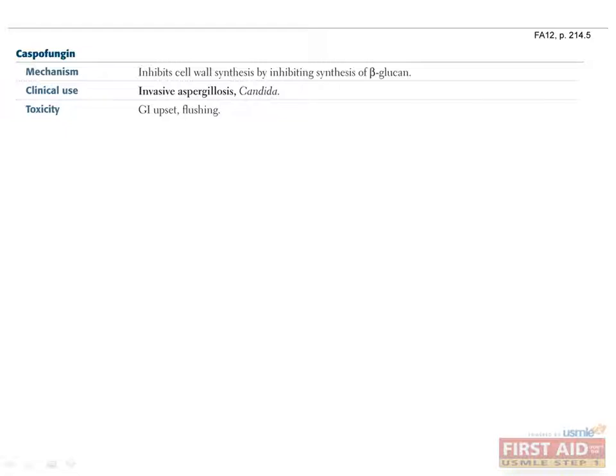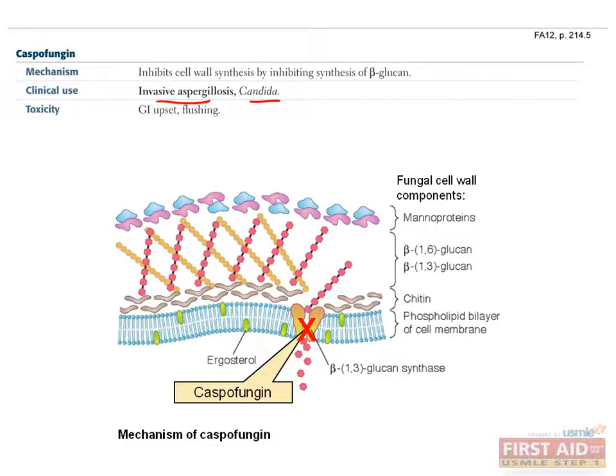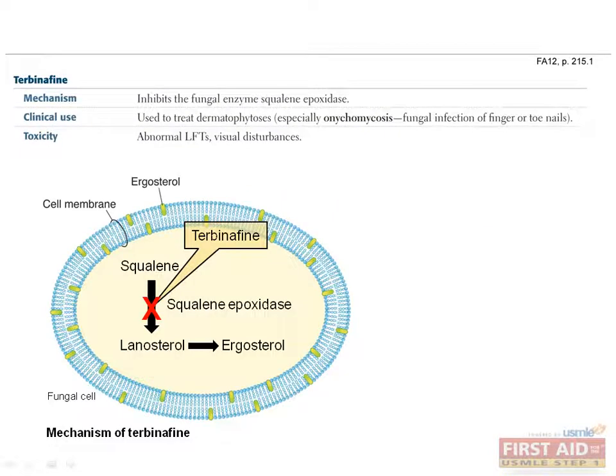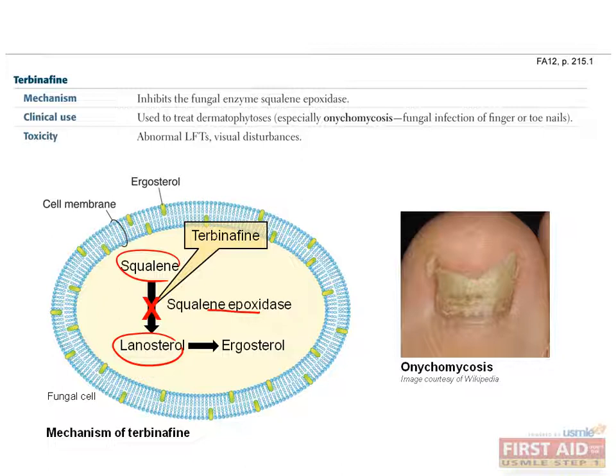The use of caspofungin is limited to treating invasive aspergillosis and Candida infections. This medication inhibits cell wall synthesis by inhibiting beta-glucan synthesis. Terbinafine inhibits squalene epoxidase, which blocks conversion of squalene to lanosterol. Terbinafine is used to treat dermatophytoses, particularly the onychomycoses. Remember, its toxicity includes abnormal liver function tests and visual disturbances.